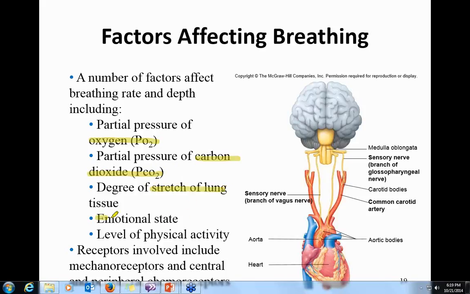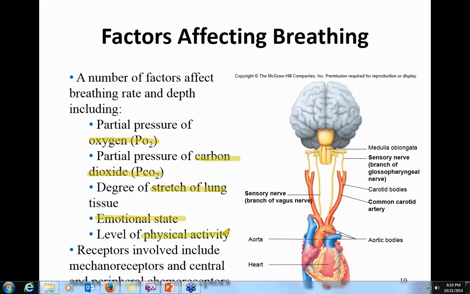Also your emotional state, crying, yawning, lots of things, laughing. These are also activities associated with the respiratory system. And of course your level of physical activity.